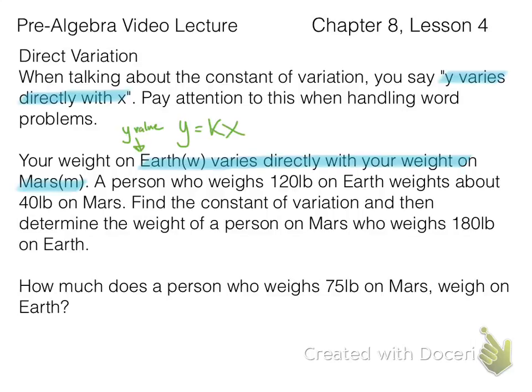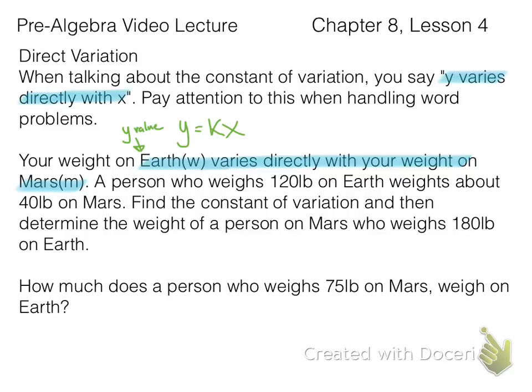Okay, so let's talk about word problems and direct variation. When talking about the constant of variation, you say y varies directly with x. Pay attention to this wording when handling word problems, because it's actually going to tell you which values end up being y and which values end up being x. So if it's y varies directly with x, something that varies directly with another thing, that first thing would be your y value, and that second thing would be your x value.